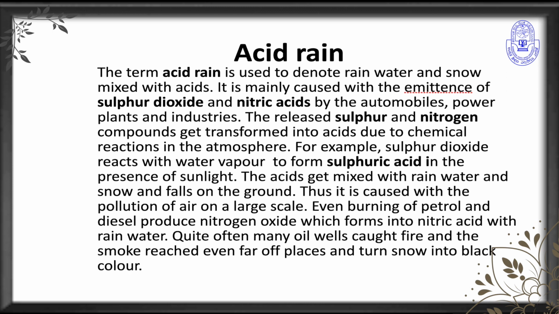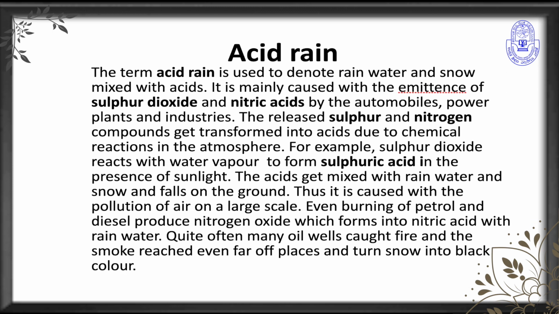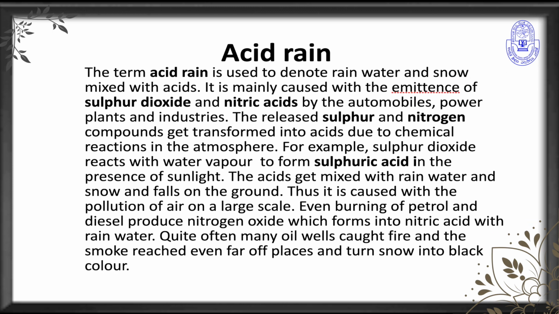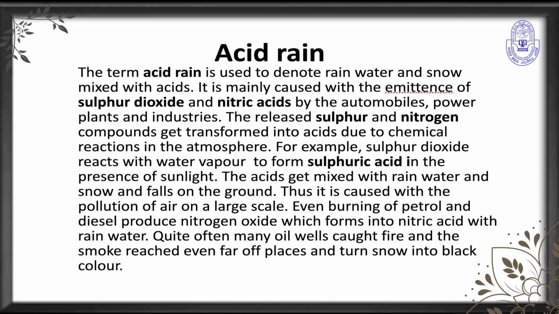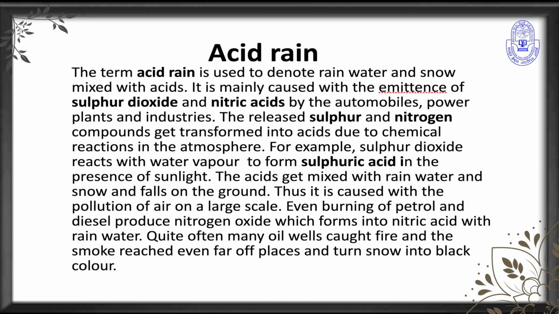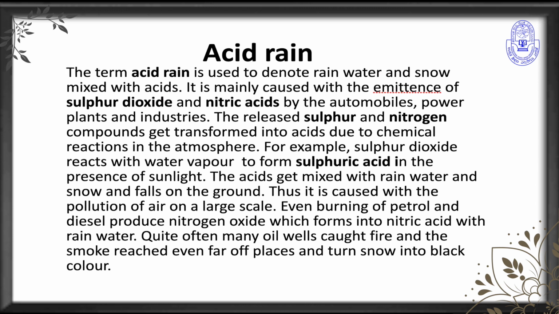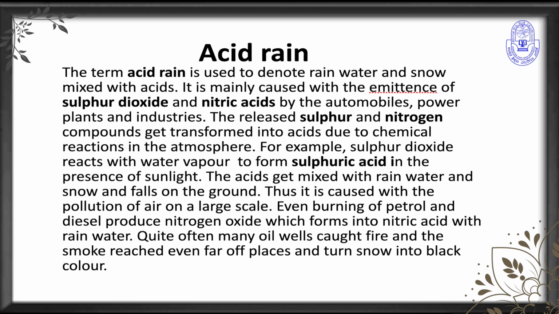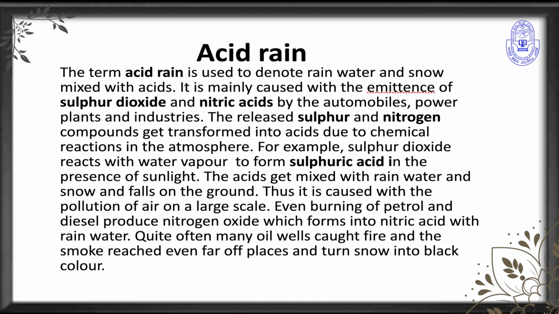The acids get mixed with the rainwater and snow and fall on the ground. Thus, it is caused with the pollution of air on a large scale. Even burning of petrol and diesel produce nitrogen oxide, which forms into nitric acid with rainwater. Quite often, many oil wells caught fire and the smoke reached even far off places and turned snow into black color.